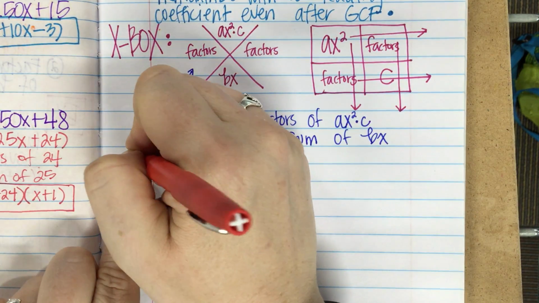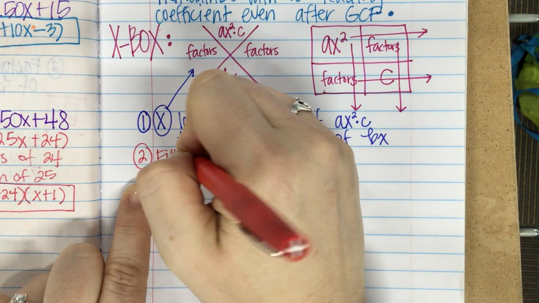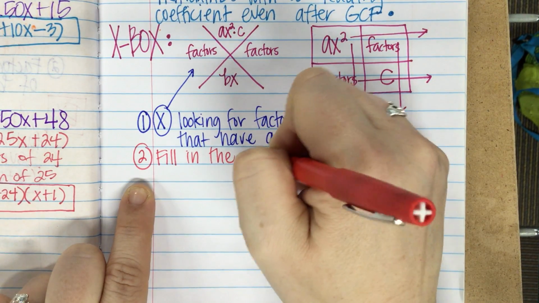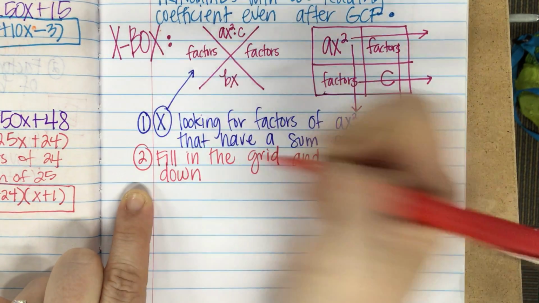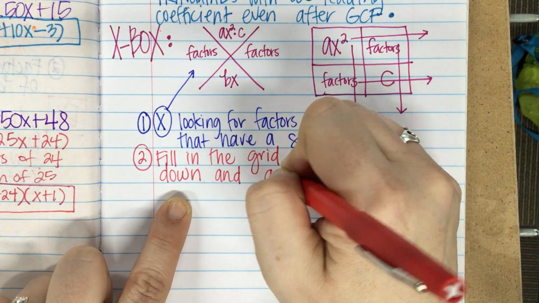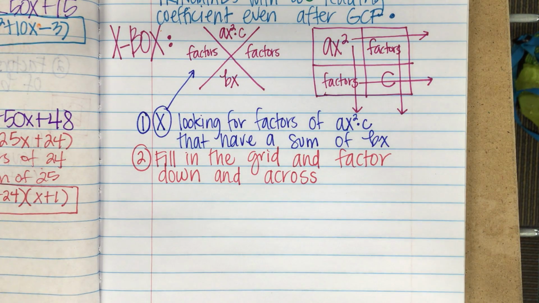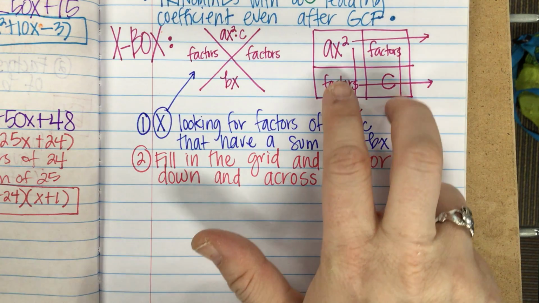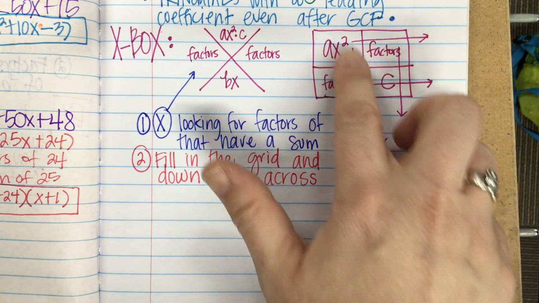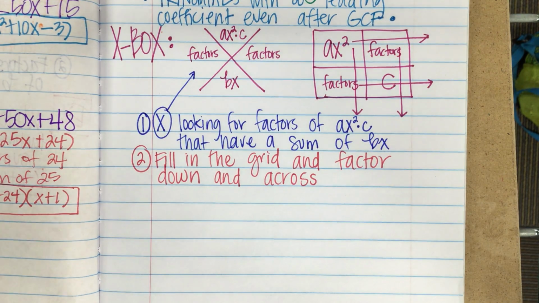Then we're going to fill in the box, or the grid, and factor down and across. Fill in the grid and factor down and across. So we're factoring the columns, which are vertical, and we're factoring the rows, which are horizontal. We're ungridding. Right? Remember when we learned the grid, you took the numbers on the outside and multiplied to get the numbers inside? Now we have numbers inside, so we're going to multiply out, or divide out, factor out.